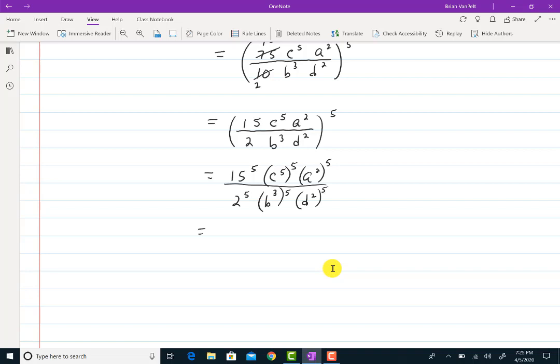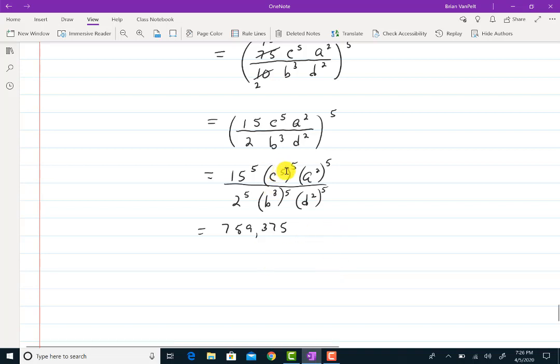And all of those exponents, you multiply them out. Now the 15 to the 5th, I don't happen to know that off the top of my head, so I'm going to do that on my calculator. And, oh wow, look at that. 759,375.